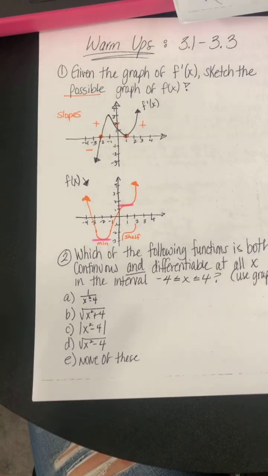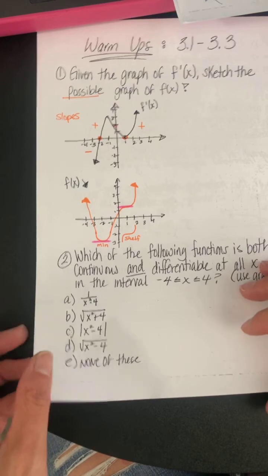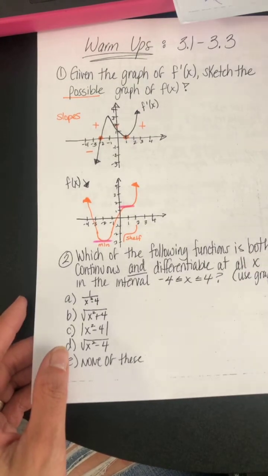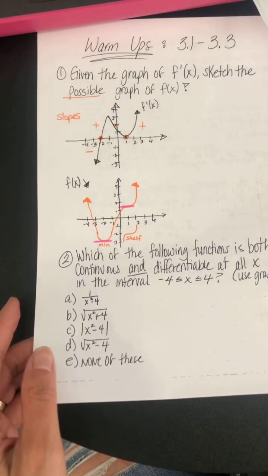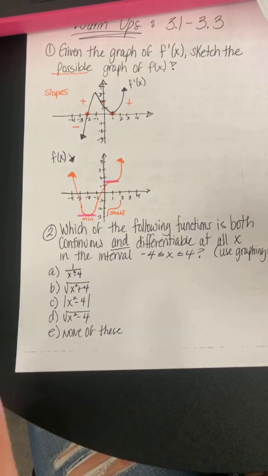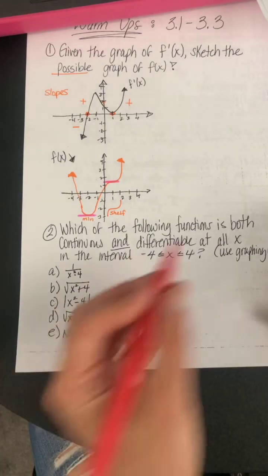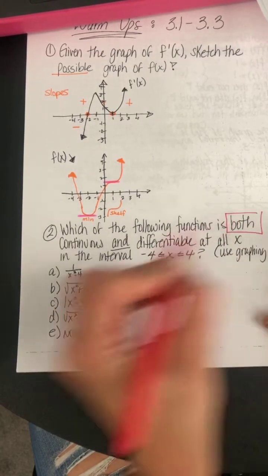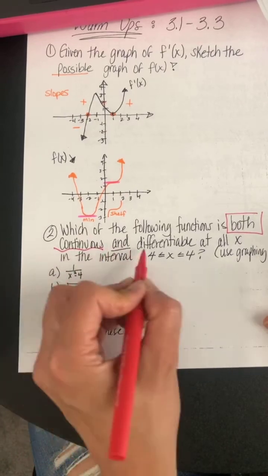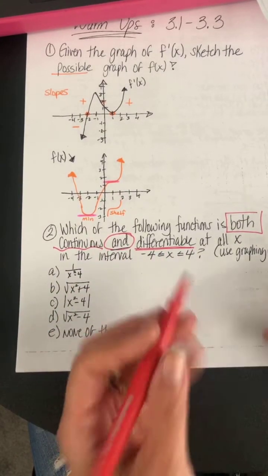It's just sometimes hard to wrap our brains around it, especially since we're starting with the derivative graph. But it should be starting to make more sense now, especially since we're going to quiz on it, right? Okay. Number 2, which of the following functions is both continuous and differentiable? So they've got to be both continuous and differentiable, okay?